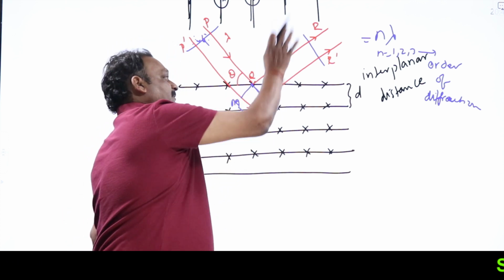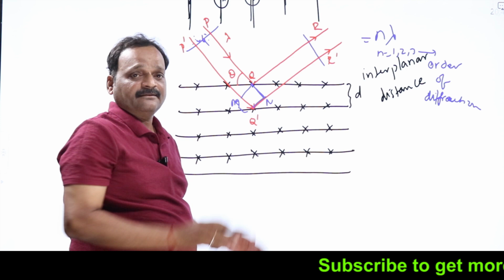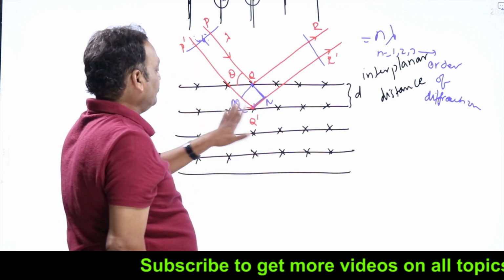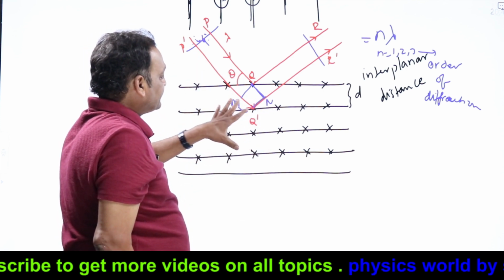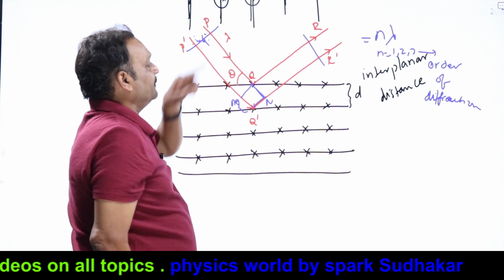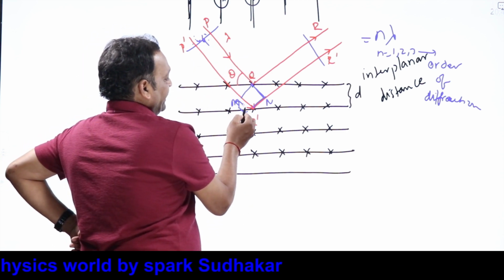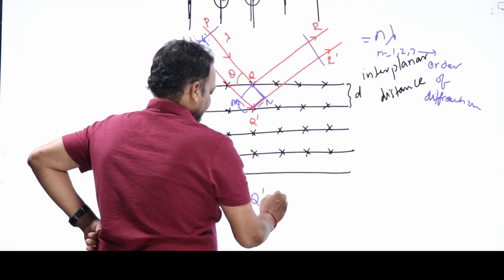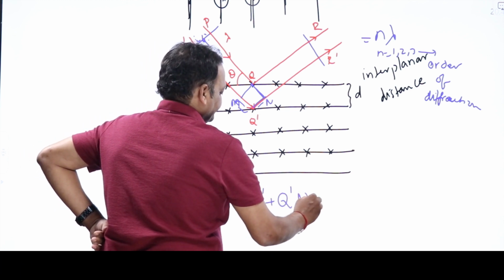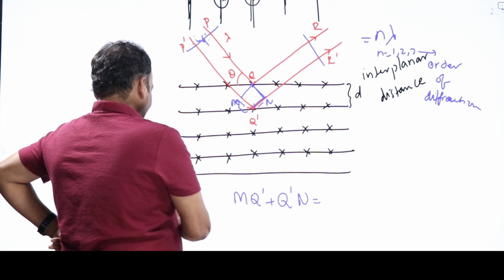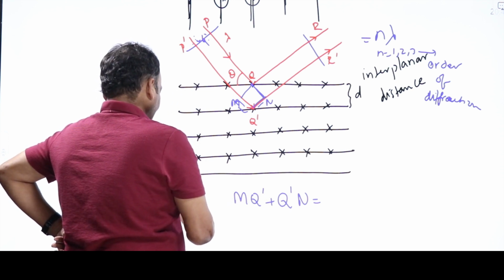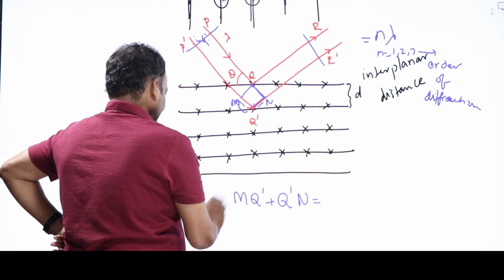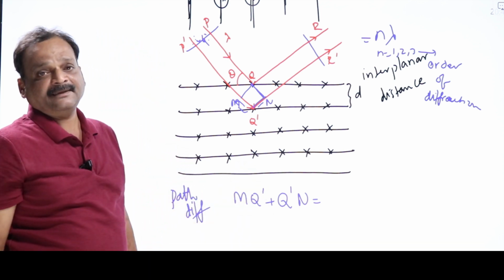For the rest of the journey, both of them are traveling the same distance, so the path difference is 0. Now, what is the net extra distance traveled by the second ray compared to the first ray? It is MQ dash plus Q dash N. MQ dash plus Q dash N is the path difference.